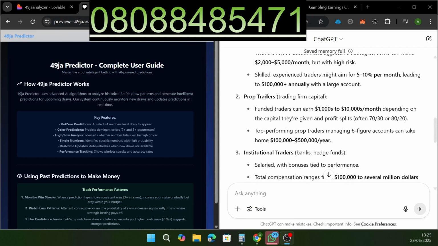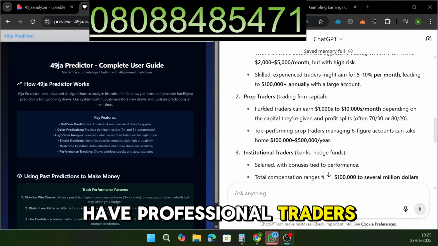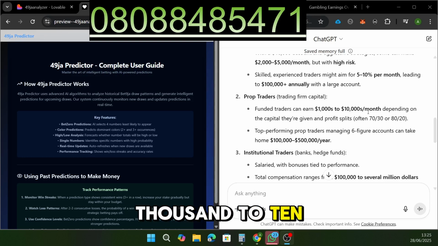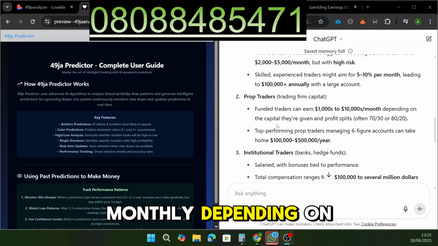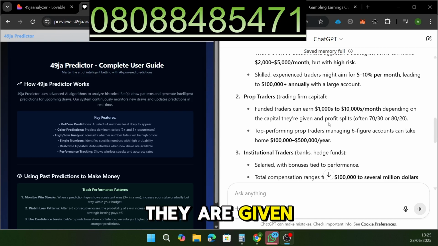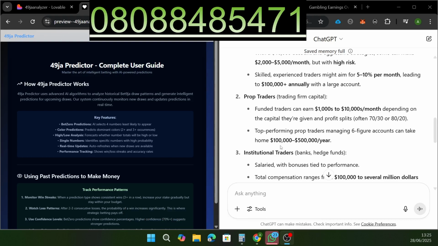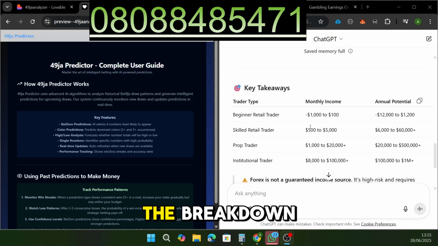So, okay, we have professional traders. Some traders can earn $1,000 to $10,000 monthly, depending on the capital they are given and the profit split, 70 to 30 or 80 to 20. Top performing prop traders manage six-figure accounts and take home $100,000 to $500,000 every year. So this is the breakdown.